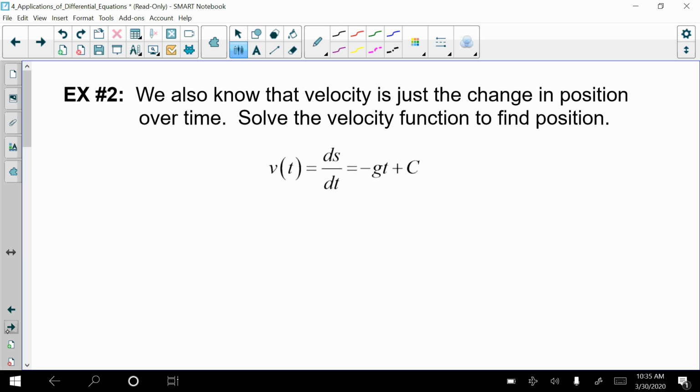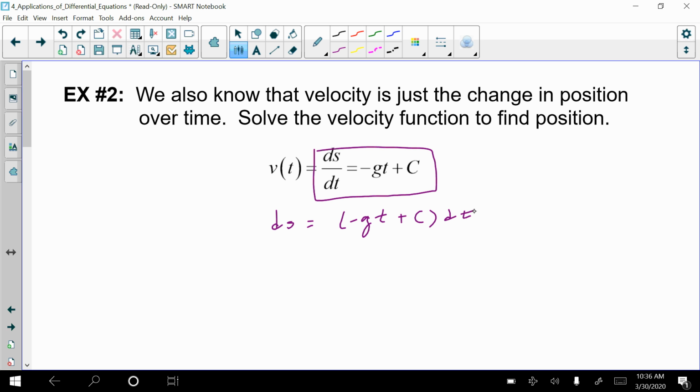And the next step would be, now that we have the velocity function, can we take this separable differential equation that we see here and solve it so that we can create the position function? And obviously we can. We will take the same process, separate the variables. So on the left side we'll have ds, and on the right side we'll have the negative g times t plus the constant that we found, and all of that is going to be multiplied by dt.